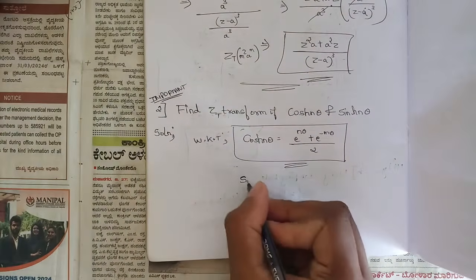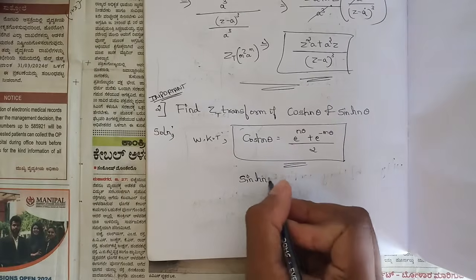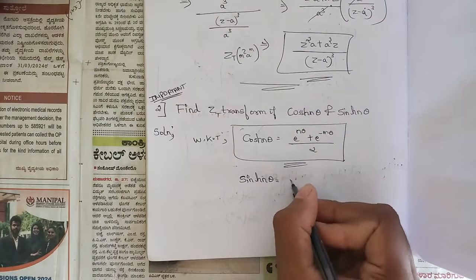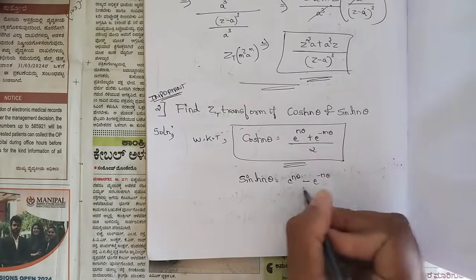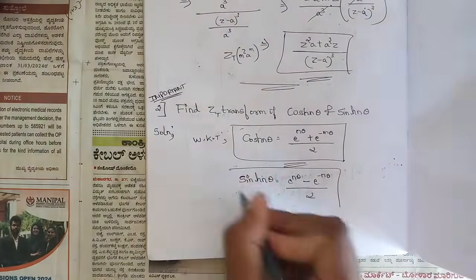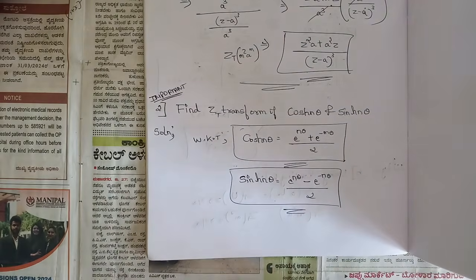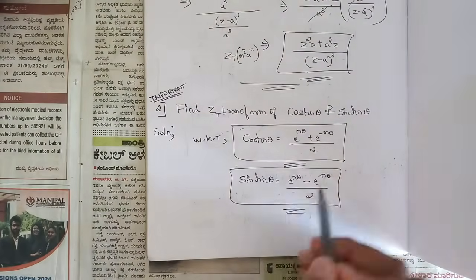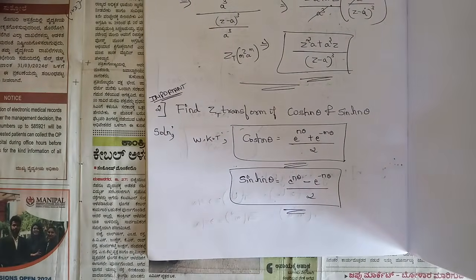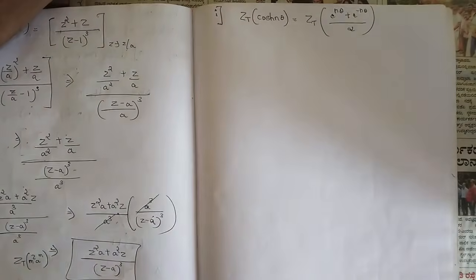Similarly, the sine hyperbolic function is given as e to the power n theta minus e to the power minus n theta, divided by 2. Please make a note of these cos and sine hyperbolic functions. After this, we need to find the Z transform of these functions. So now let's solve this.